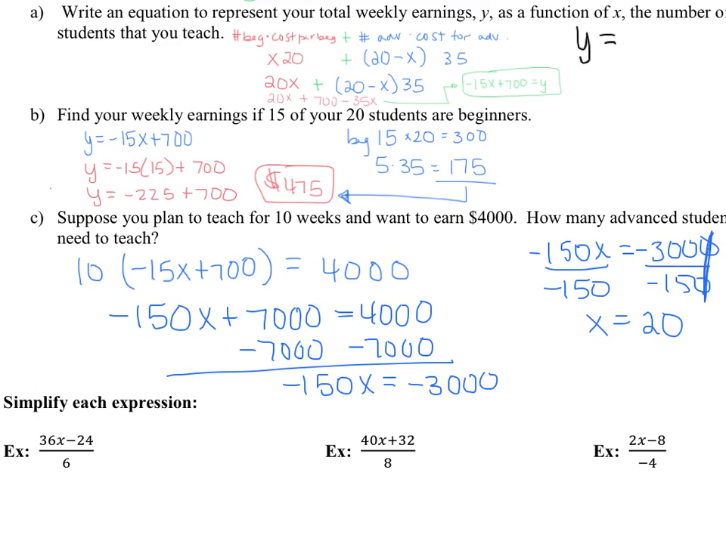So what this is telling me is that in order to make $4,000 in 10 weeks, X would need to be 20. But remember, X is the beginning students, so I would need to teach 20 beginning students. And I'm only teaching 20 students a week, so that means that I would actually need to teach 0 advanced students.